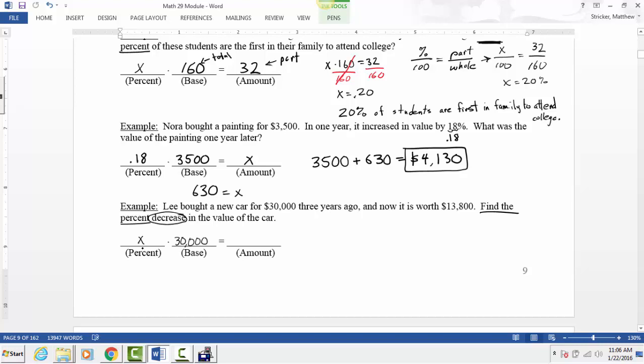And we want to know the percent of decrease. So how much did it decrease by? What was the decrease? Well, it decreased down to that much. So to find the amount it decreased by, we have to subtract. We have to take the 30,000 and subtract 13,800. And when we do that, we get 16,200. And so that's how much it decreased by. So that's the amount of decrease.